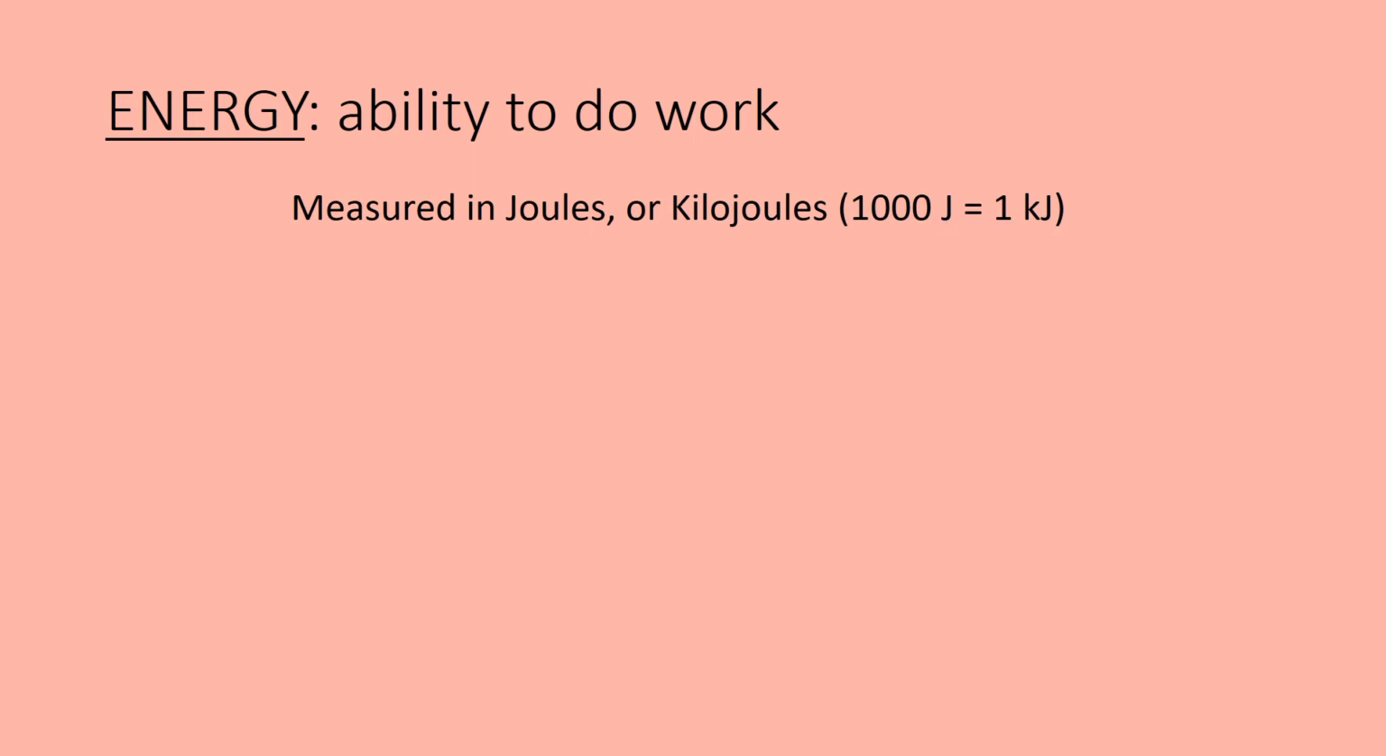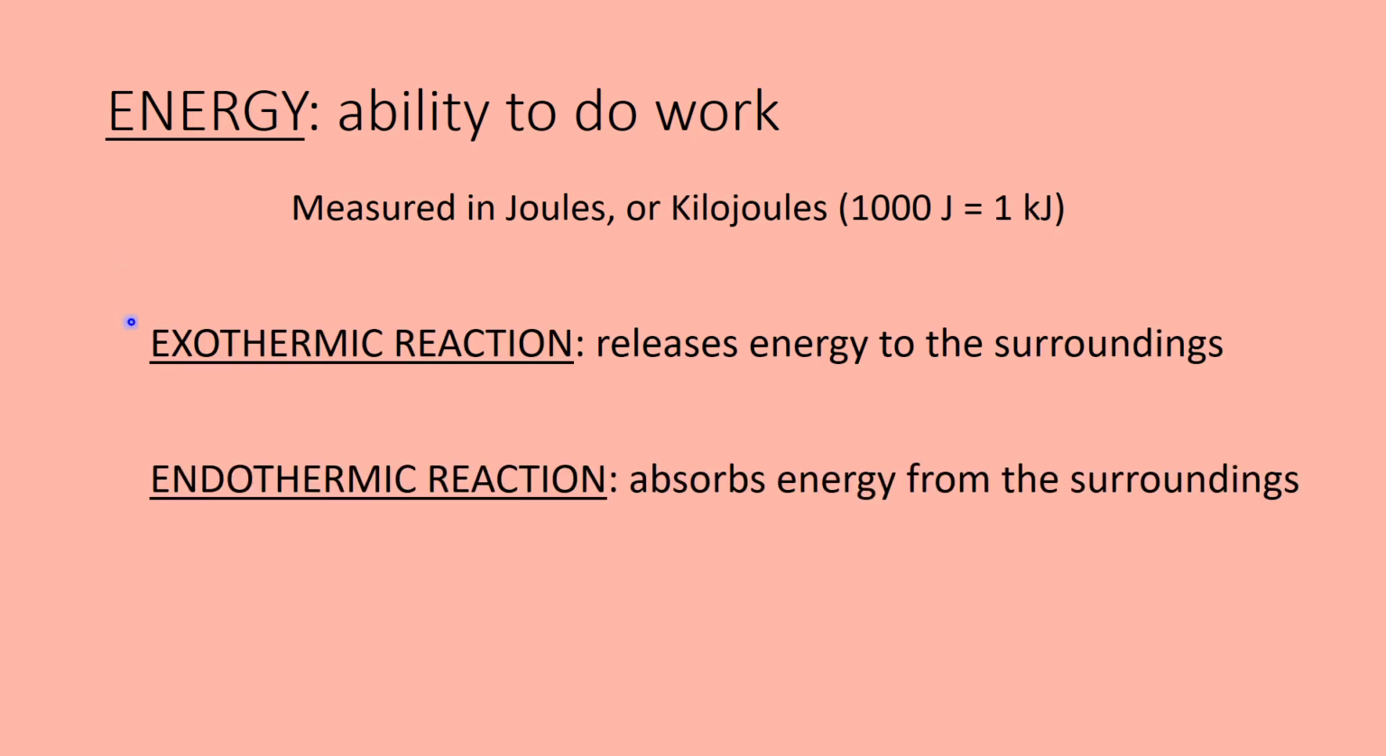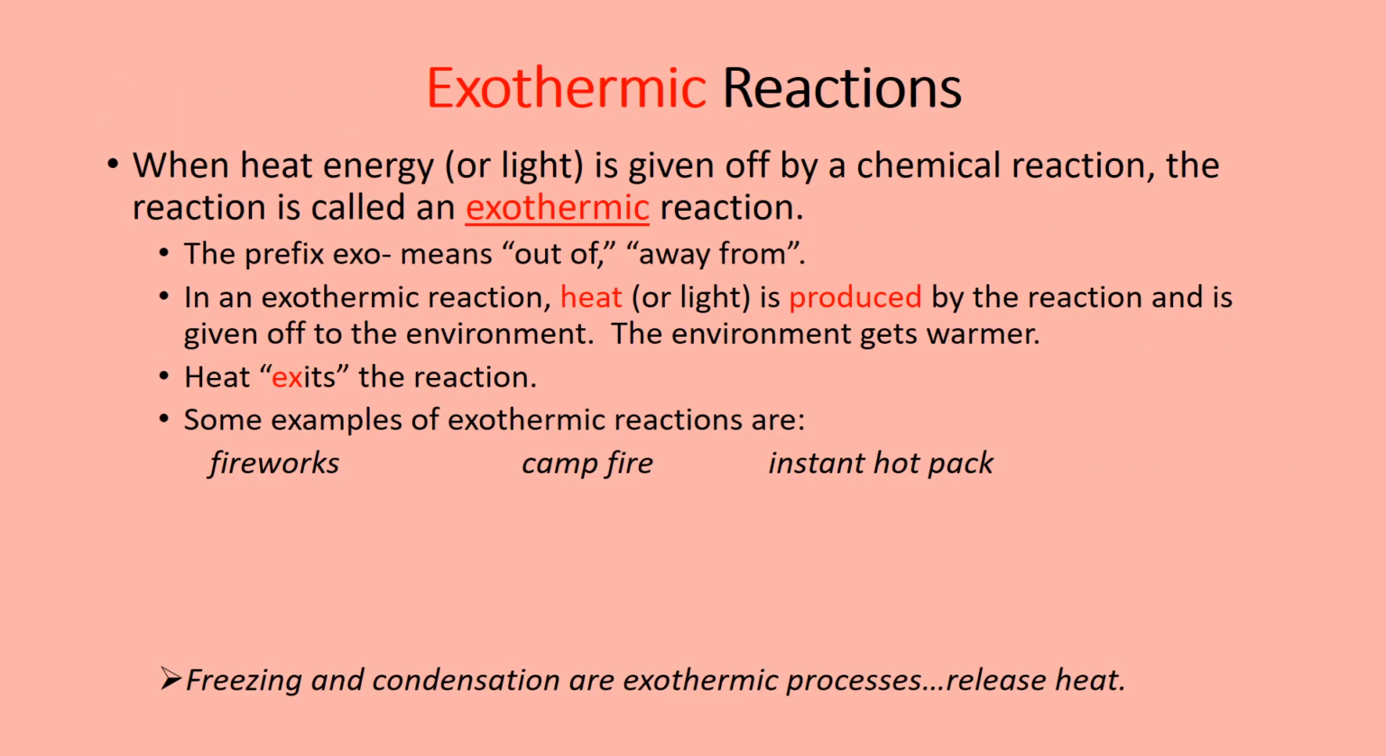Now, one way we can identify energy in a chemical reaction is whether it is exothermic or endothermic. An exothermic reaction is one that releases energy to the surroundings. An endothermic reaction is one that absorbs energy. We're going to talk about these in more detail now. As we said, exothermic releases energy. One way to remember this is that the prefix exo means out or away from, just like exit. In an exothermic reaction, heat or light is produced by the reaction and is given off to the environment. As a result, it makes things feel warmer. Again, you can remember that heat exits the reaction.